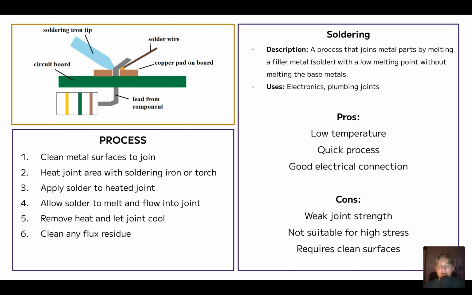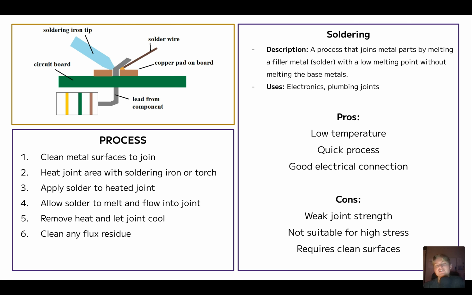Next, we're going to look at soldering, which can best be described as a process that joins metal parts by melting a filler rod, or filler metal, in this example solder, with a low melting point without melting the base metals. This is typically used in electronics, but also in plumbing joints, where it's quick and easy to do. Although for plumbing joints, it might more likely be something like brazing, which we'll look at in a second.